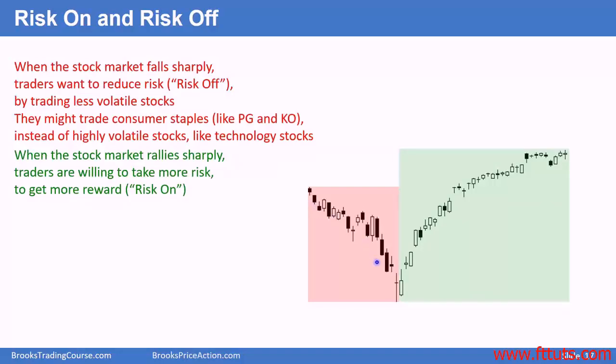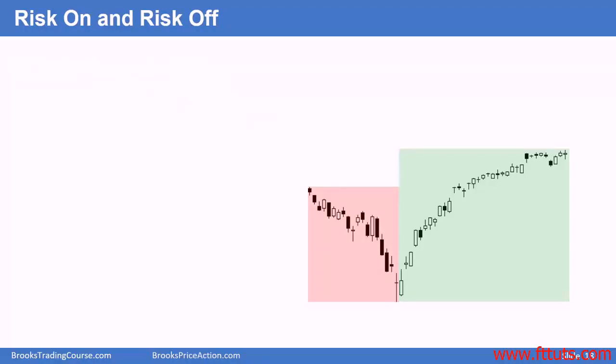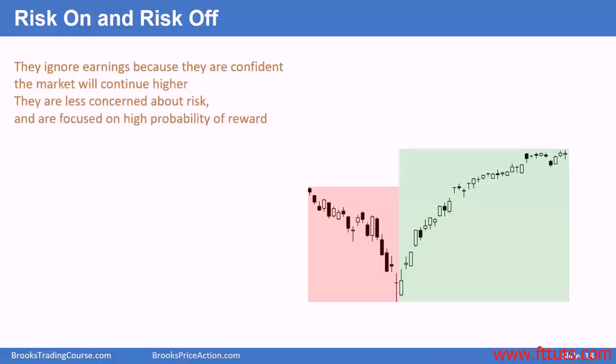So when the market is falling, it's risk off. Traders are going to only trade things that have less risk. When it's going up strongly, it's risk on, and they'll trade things that have more risk. When you're in a risk on situation, it's a momentum situation. Traders don't care about anything other than price. They see the market going up, they believe it's going to go up more, so they'll just keep buying. They don't really care about earnings.